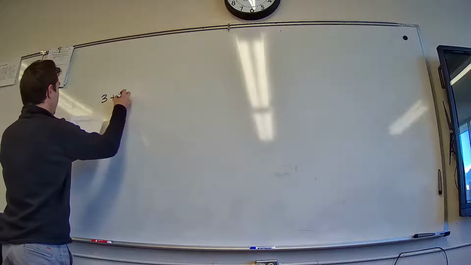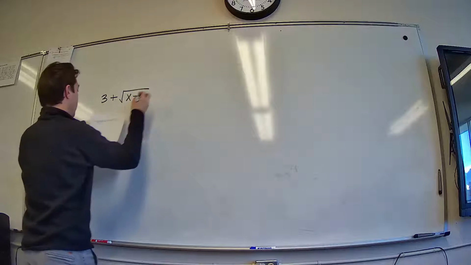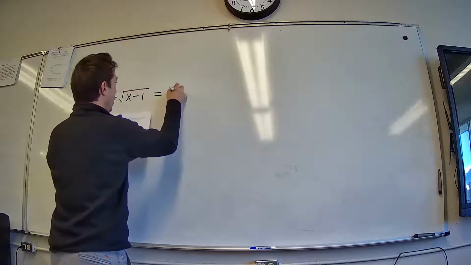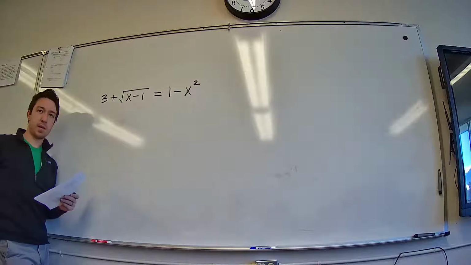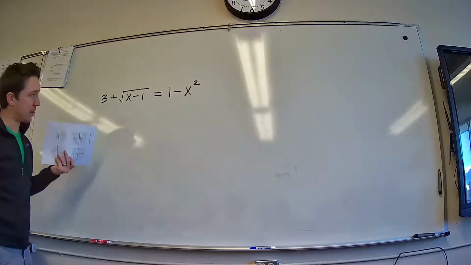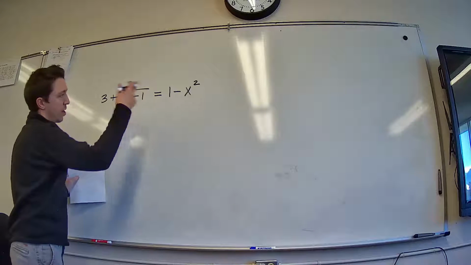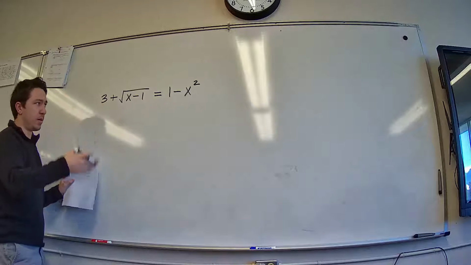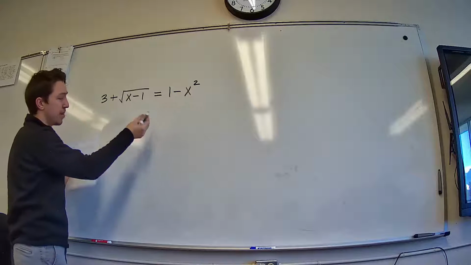Let's look at the first one. 3 plus the square root of x minus 1 is equal to 1 minus x squared. Solving this by hand would be really miserable. It might not even be possible, I'm not really sure, because you'd have to move that over, square both sides, and you'd have a fourth degree polynomial. It'd be really challenging. So anyway, we just want to know, does this have solutions or not?